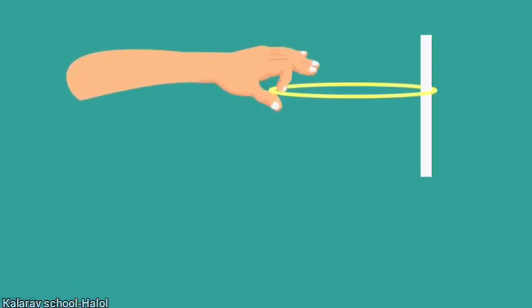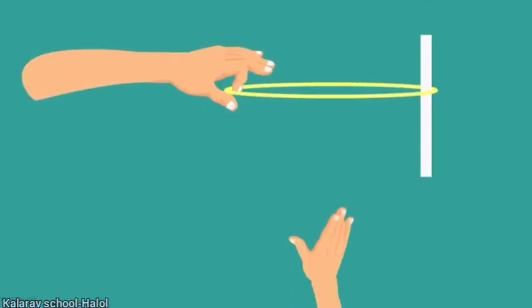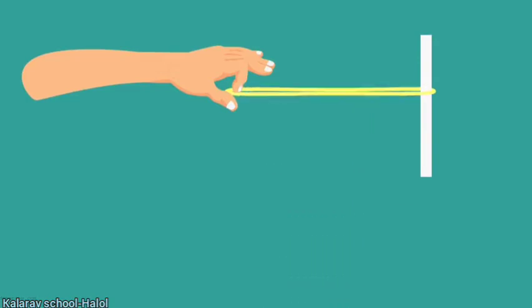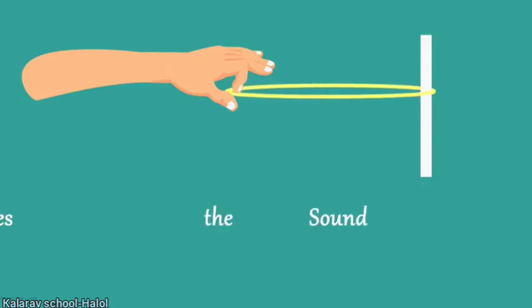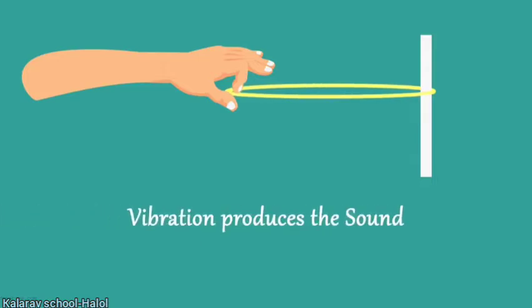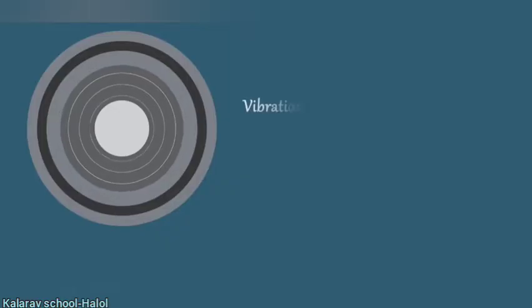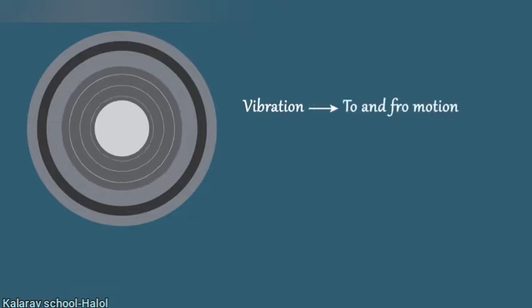For example, if we stretch this rubber band with one hand and pluck it in the middle, it starts to move back and forth. In short, it starts to vibrate. It is this vibration that produces the sound. Yes, anything that vibrates will produce sound. We know that a vibration is nothing but to and fro or back and forth motion of the body.